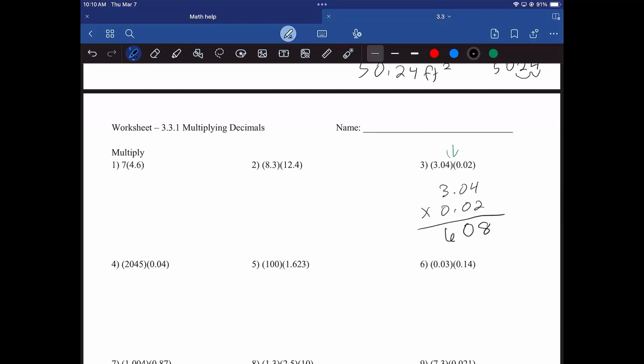And now I'm going to say, okay, how many places are behind a decimal? Well, there's 1, 2, 3, 4. So we're going to start here and go 1, 2, 3, 4. So my answer is 0.0608.